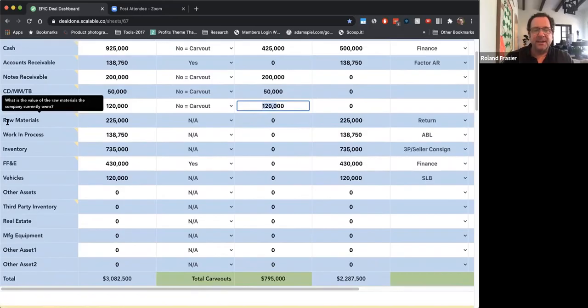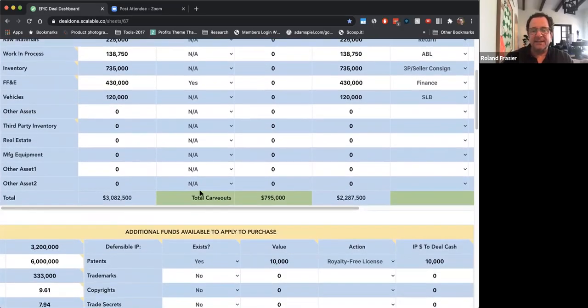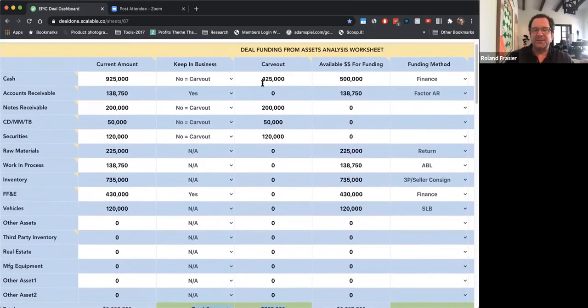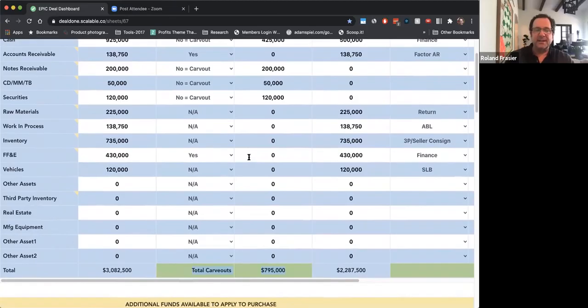And then we get to our raw materials. But before I look at that, I've not got anything else I'm carving out, but you can see down here, I have total carve outs in the green of $795,000. So that's just adding up all of these things that I chose to carve out here. But then as I go down and look at the rest of the list, the raw materials are going to stay in the business. The work in process is going to stay in the business. The inventory is going to stay in the business. The FF&E stays in the business, and the vehicles, they're going to stay.